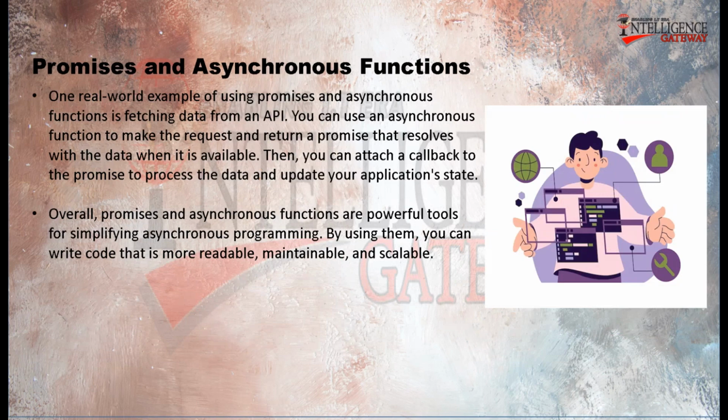Promises and asynchronous functions. One real-world example of using promises and asynchronous functions is fetching data from an API. You can use an asynchronous function to make the request and return a promise that resolves with the data when it is available. Then, you can attach a callback to the promise to process the data and update your application state. Overall, promises and asynchronous functions are powerful tools for simplifying asynchronous programming. By using them, you can write code that is more readable, maintainable, and scalable.